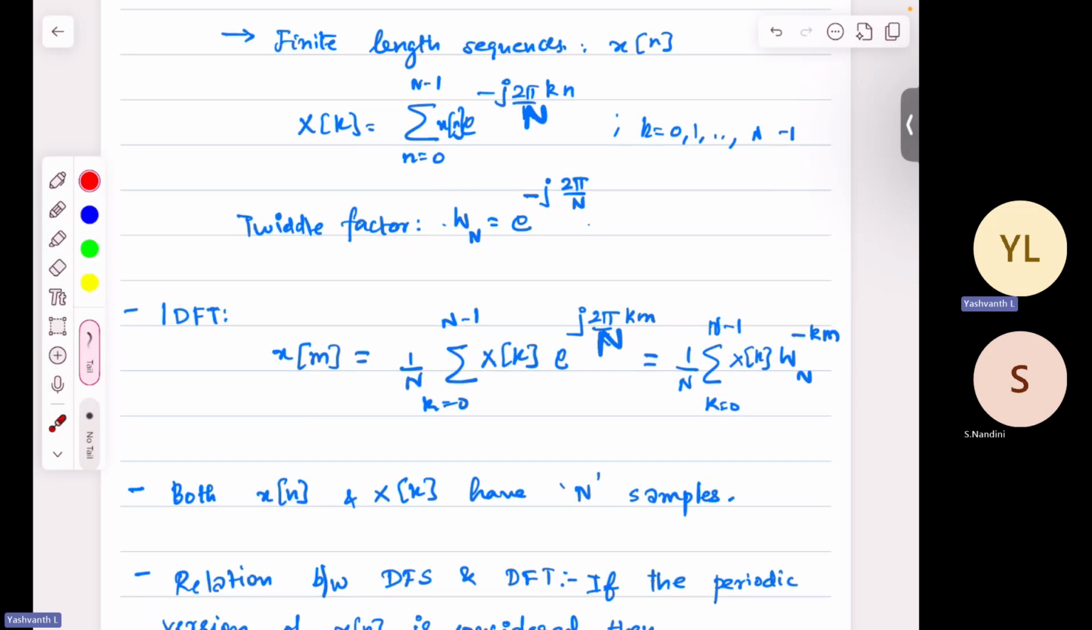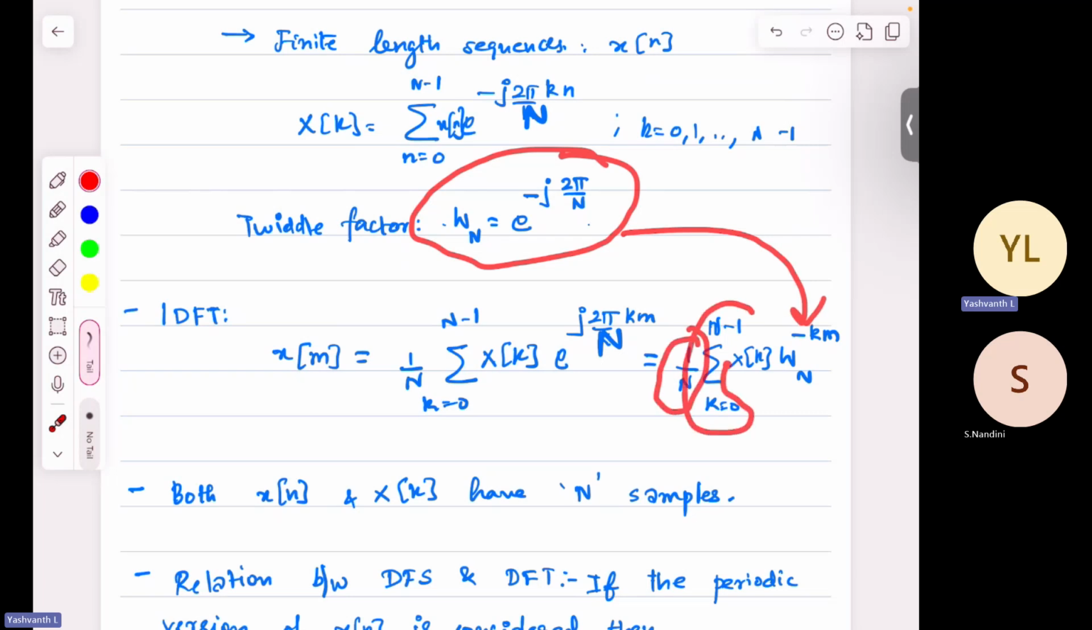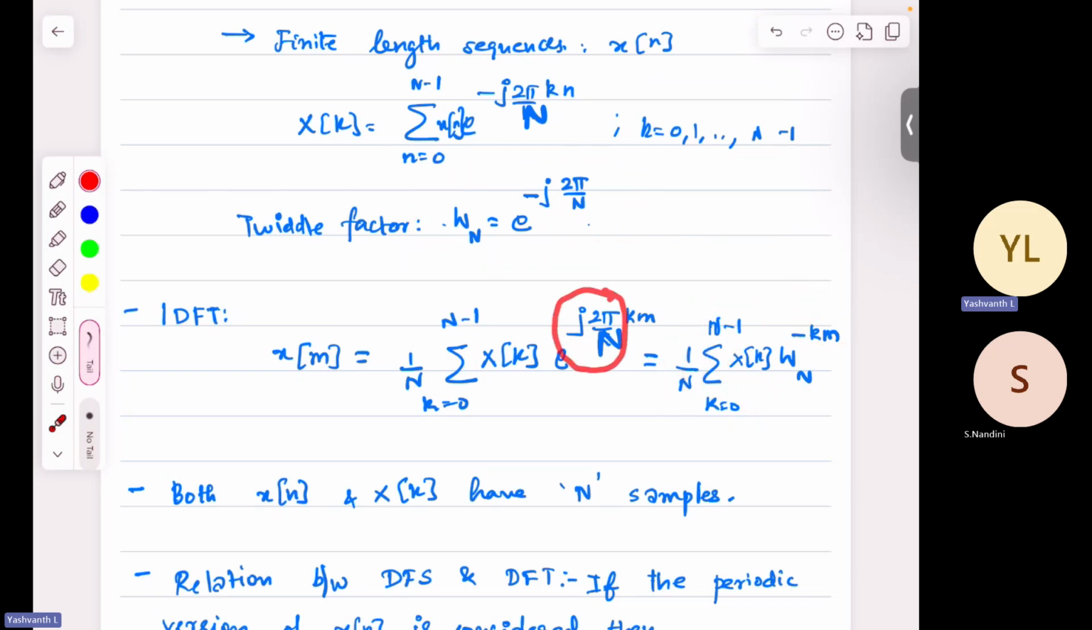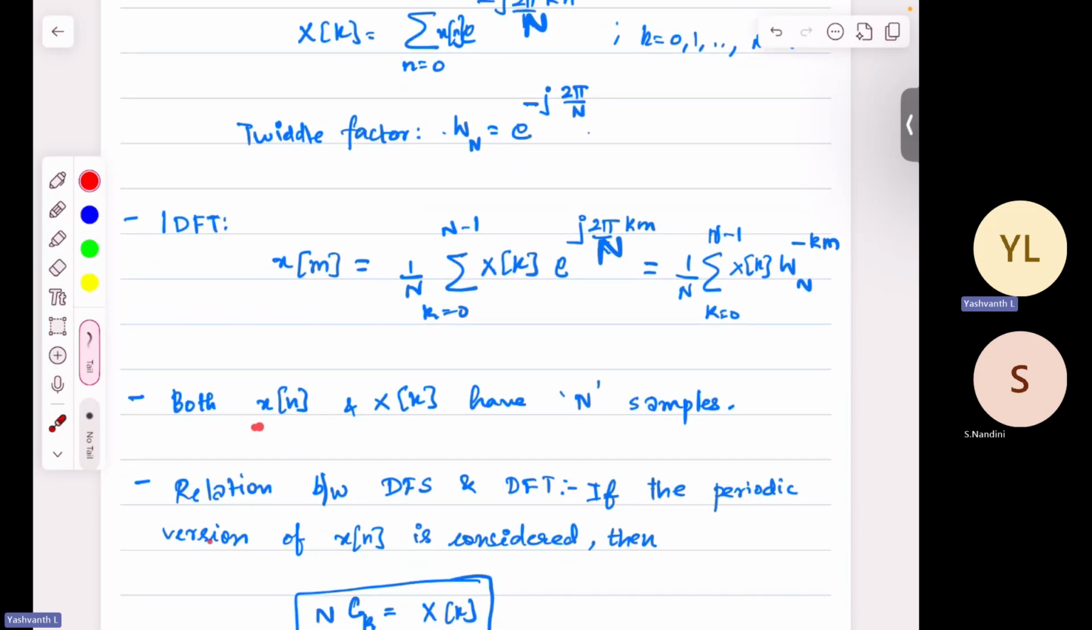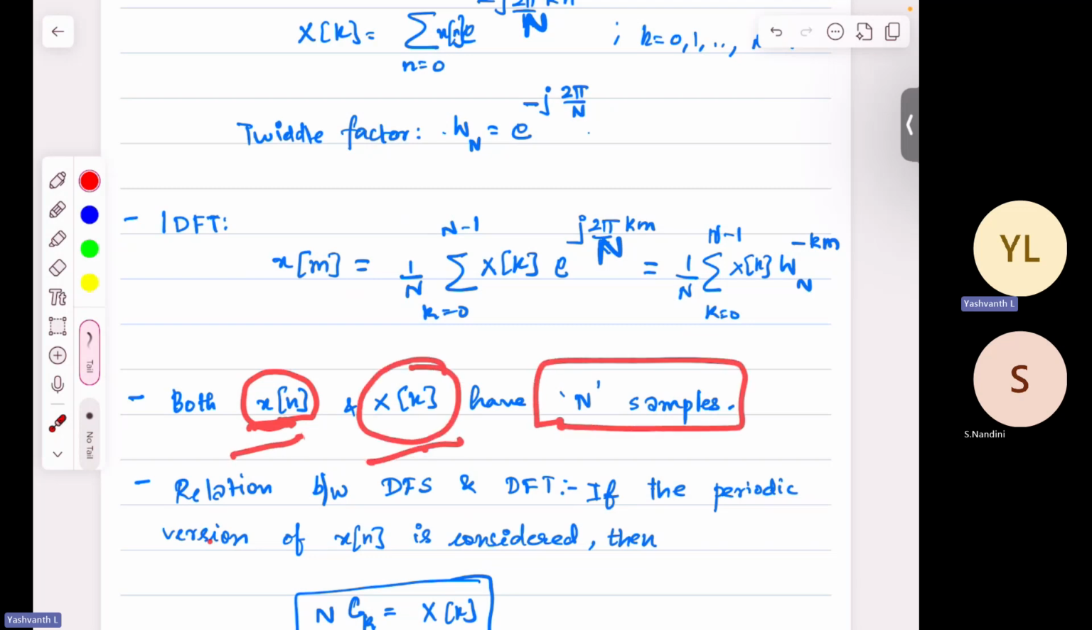In the context of the twiddle factor, this is also the same as 1 by N summation k equal to 0 to N minus 1 of X of k W_N to the power minus k m, because already we have j 2 pi by N, but for the twiddle factor you need a minus, that's why there's a minus multiplying k m. So, twiddle factor power minus k m. Again, as we discussed, x of n and capital X of k, the time domain and frequency domain representations, both have identically N samples.